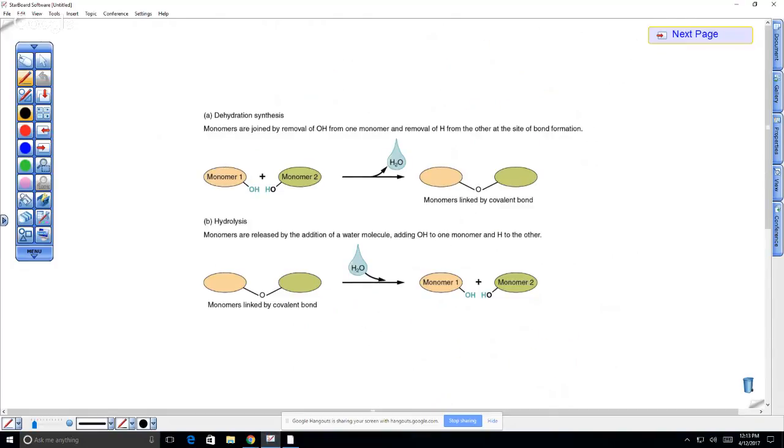This is an example of the chemical reactions. So if you have two monomers, and we'll talk about what those are in a little bit, but if you have two things that you're going to put together, you're going to remove the water.